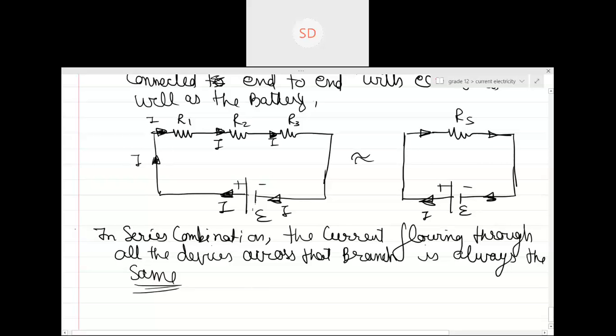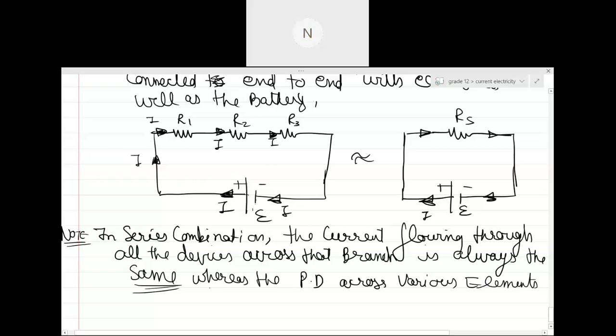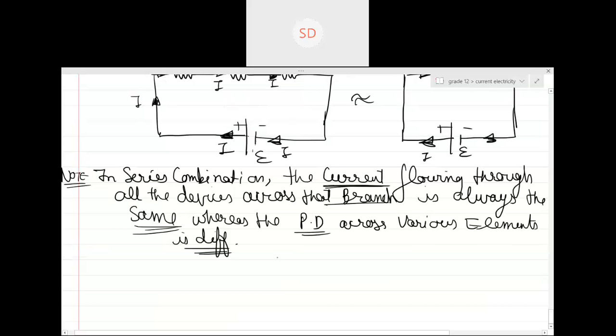Now please note, in series combination the current through every device connected in that branch is always the same, whereas the potential difference across various elements is different. Is this clear, guys? So remember this note, very important.